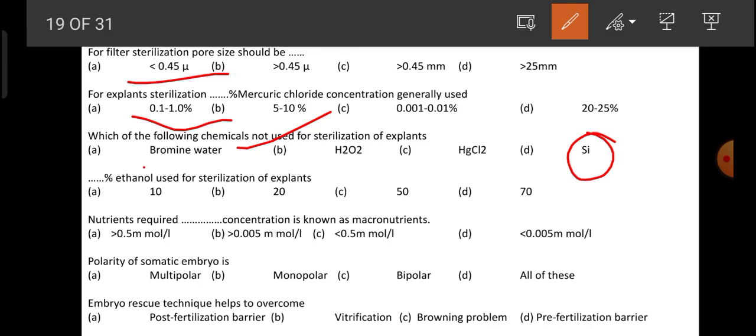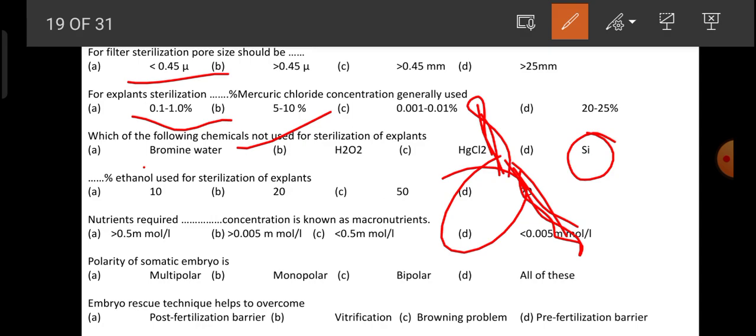Polarity of somatic embryo. As you know, after getting tissue, we treat it with certain media and get the somatic embryo. Here the options are multipolar, monopolar, bipolar. After the generation of the embryo, it will produce shoot and root. So it is bipolar, because shoots are coming and roots are also coming, two polarities, bipolar.